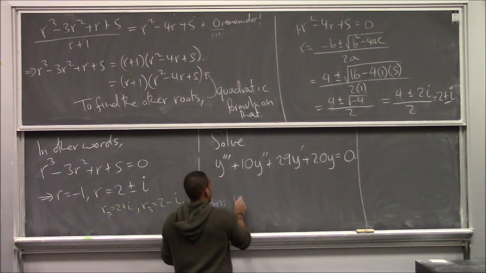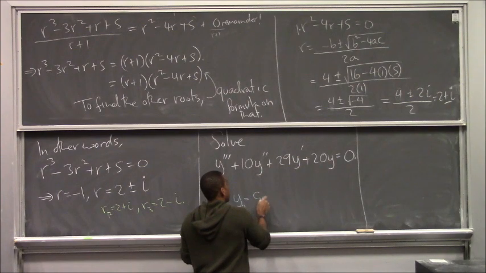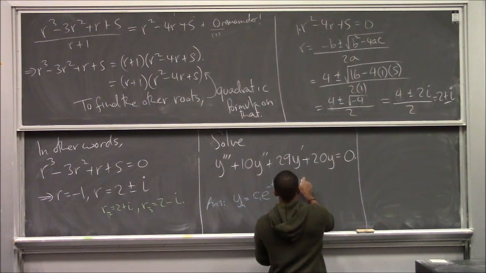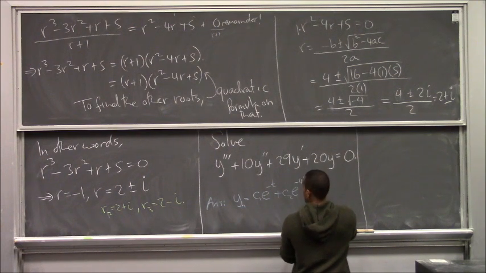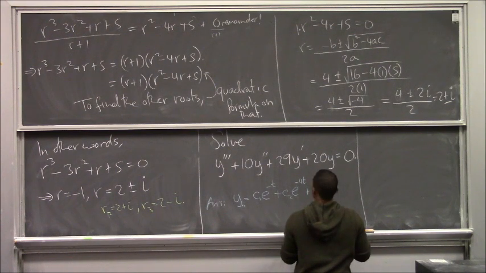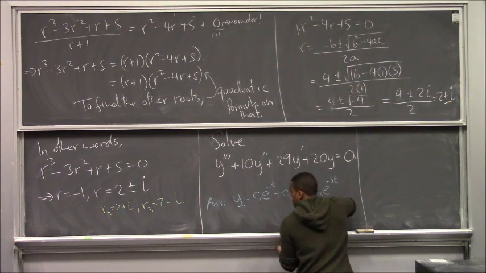C1 e to the negative 2, C2 e to the negative 4, C3 e to the negative 5. Let's check.